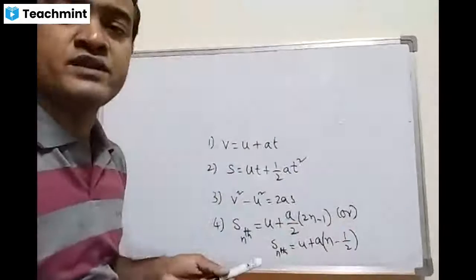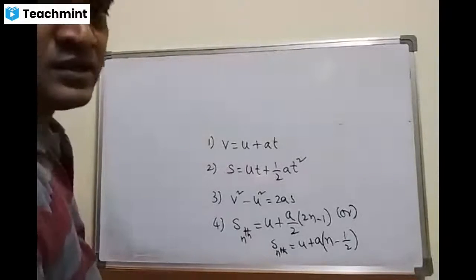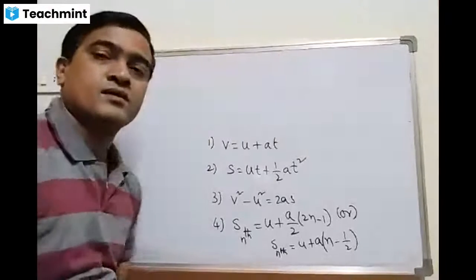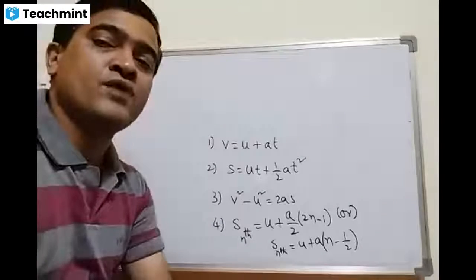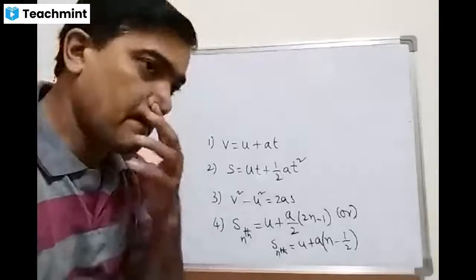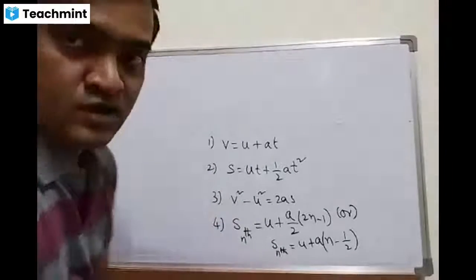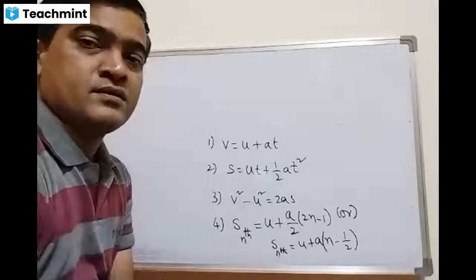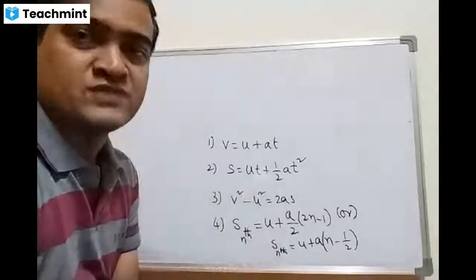These 4 equations are very important. Remember these 4 equations, and one more is also there. Let me write that one also. You have one formula to find out the distance covered by a particle along a straight line when you find out average velocity.